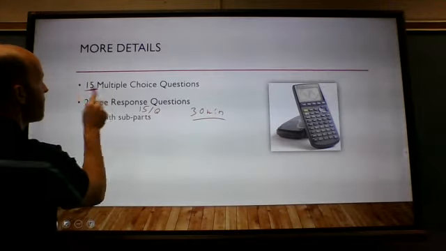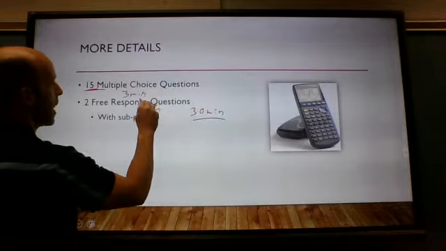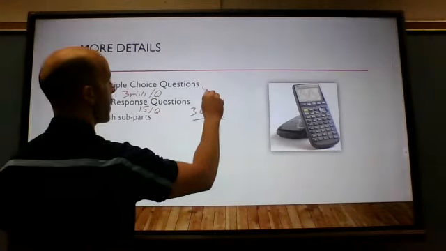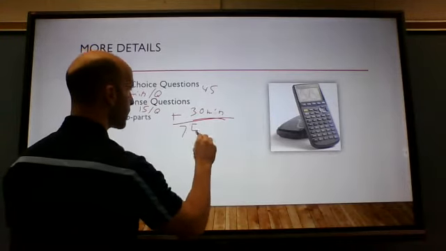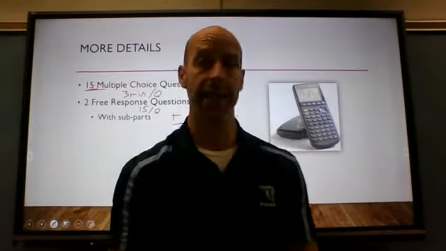And then if you have 15 multiple choice, let's say you do 3 minutes per each of those questions. So 3 times 15, that'd be 45. And then guess what happens when you add those 2 together? You get about 75 minutes. So that's kind of how I structured the exam.